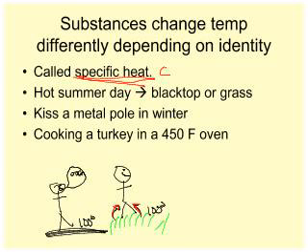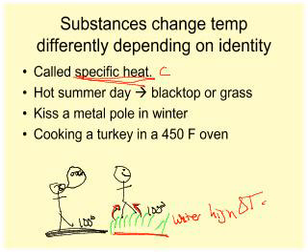Okay. By the way, part of this is because grass has water in it, and water has a very high specific heat, and a high specific heat means that it will change temperature or give its energy slowly.